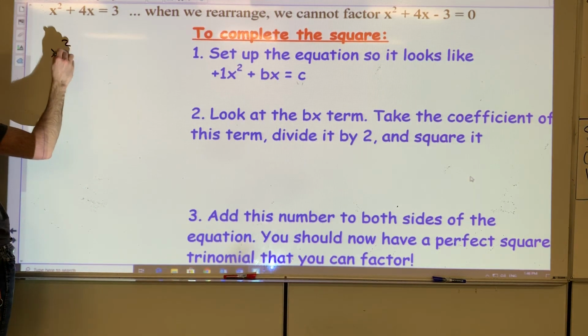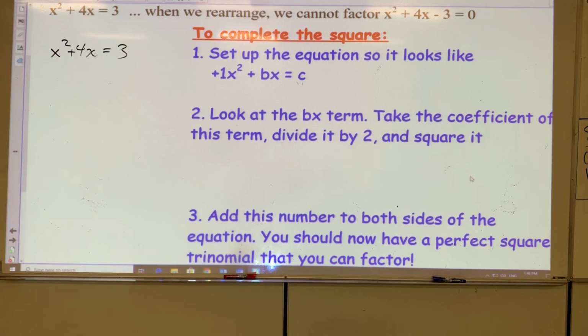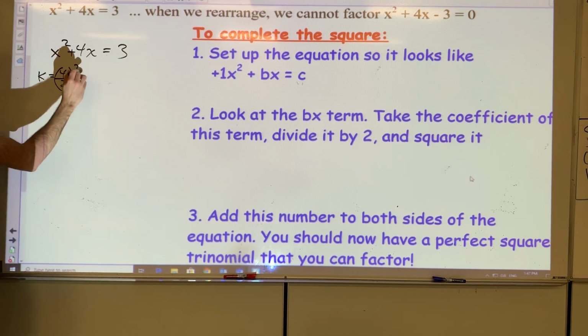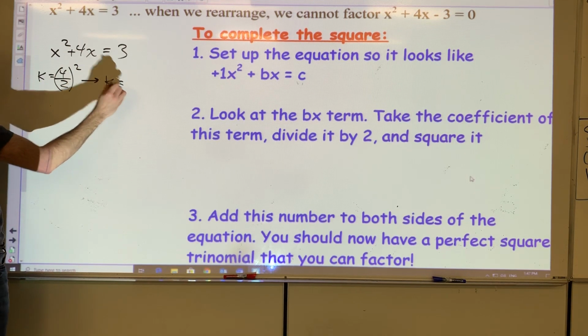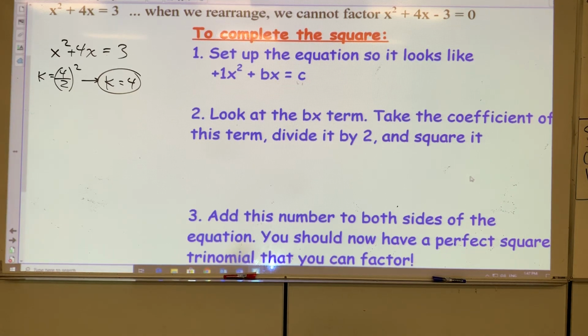Okay, so we're gonna take this thing. It's already like this. Step 2 is take that bx term, okay? Take the coefficient, so the 4 divided by 2 and square it. So I'll just call that k. So our magic number, we're gonna take 4, divide it by 2, and square it. And you get 2 squared, which is 4. Well, in this case, you get the same number. It happens. The last step is add that to both sides of the equation.